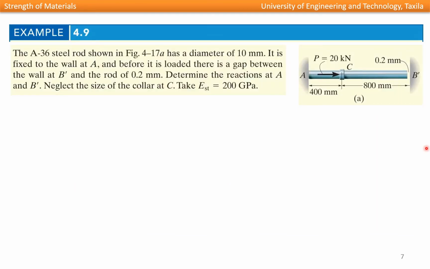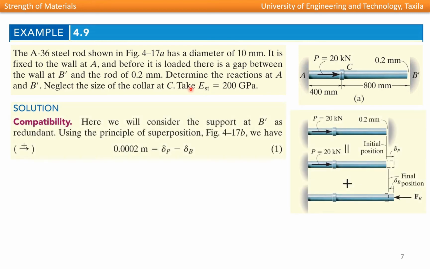Okay, we will solve the same example that we solved previously. This is the same steel rod which is subjected to a force of 20 kN at point C. It has a diameter of 10 mm. It is fixed at wall A and it has a gap at this end of 0.2 mm between the end B and the wall B prime. So we will solve this problem by using the law of superposition.